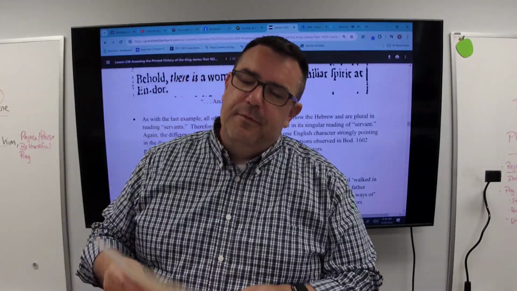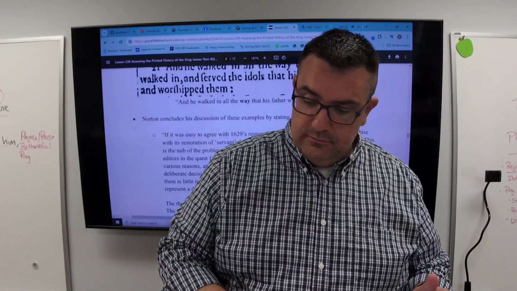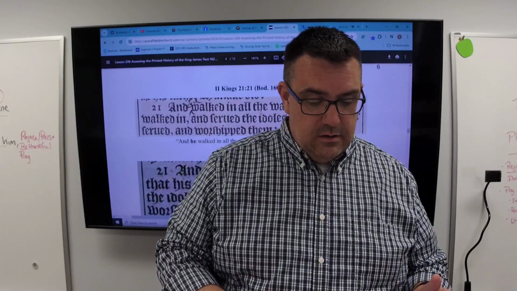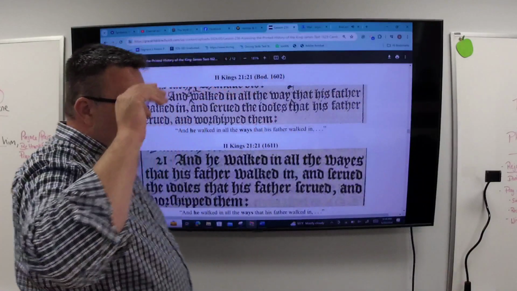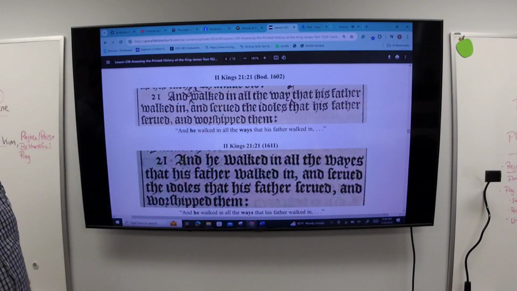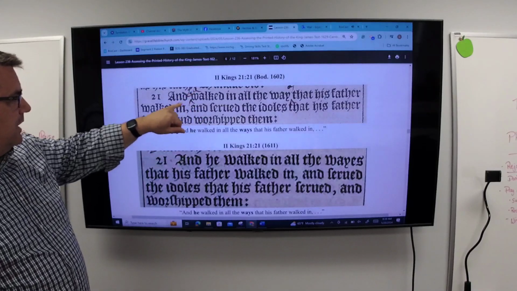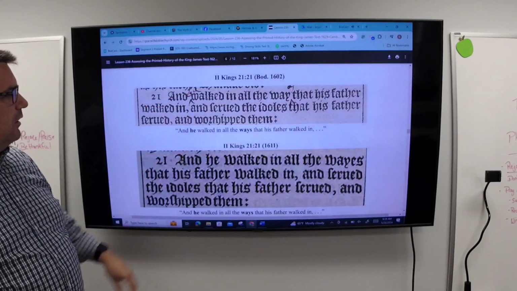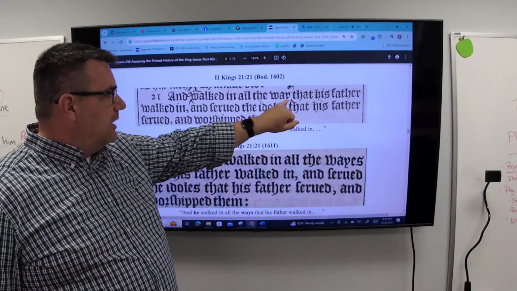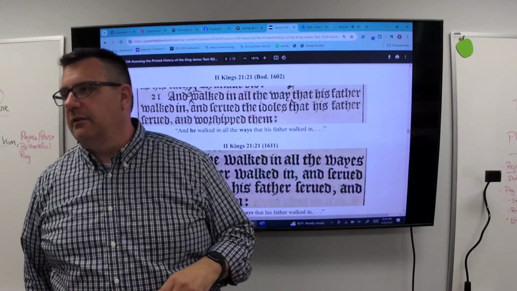So let's look at the examples. Page 6. So here we go. 2 Kings 21:21. This is BOD 1602. Okay? And we have the insertion of he. And he walked in all the ways. So you see the insertion here of the S up here on ways. Okay? So that is the way the translators edited that verse to read.